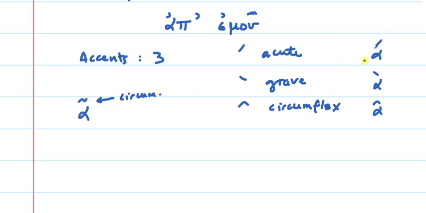So not just flat, but rising. Okay, a grave accent then would be falling tone. Circumflex, well, can you guess what that is? That's right, it's rising and then falling. Okay, it's a combination of rising and falling tone. You see that?